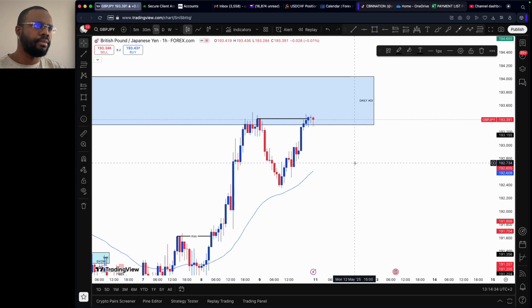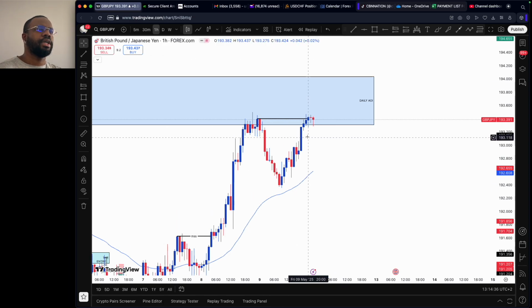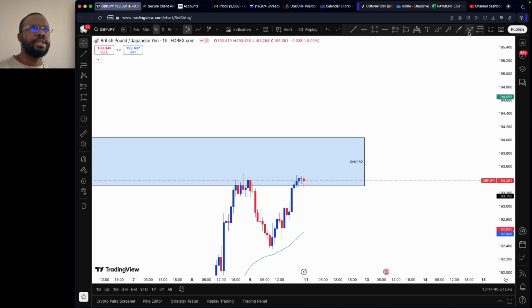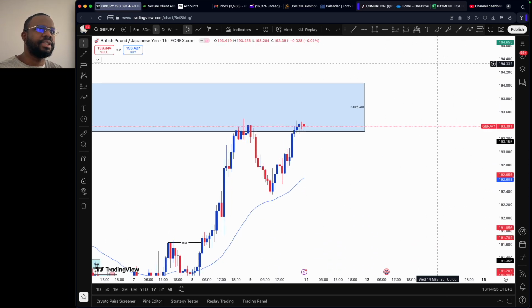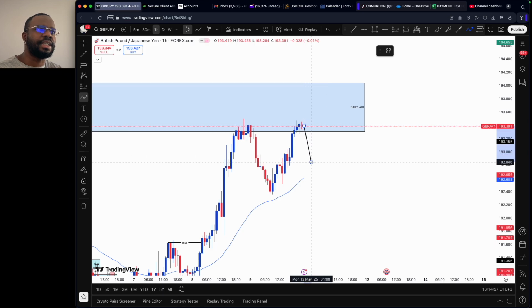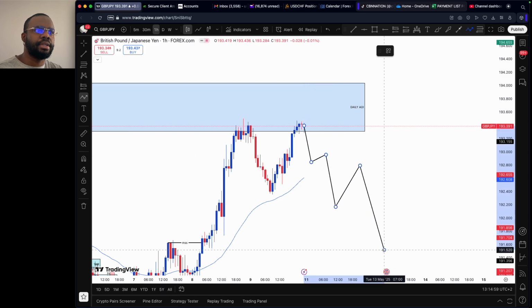But I will be very careful, because this is price reacting off of daily resistance. The ideal thing to do here is to wait and see if this price is going to rally up, but I am not so sure, because this is a daily resistance zone. So what I'll be expecting is a break to the downside.